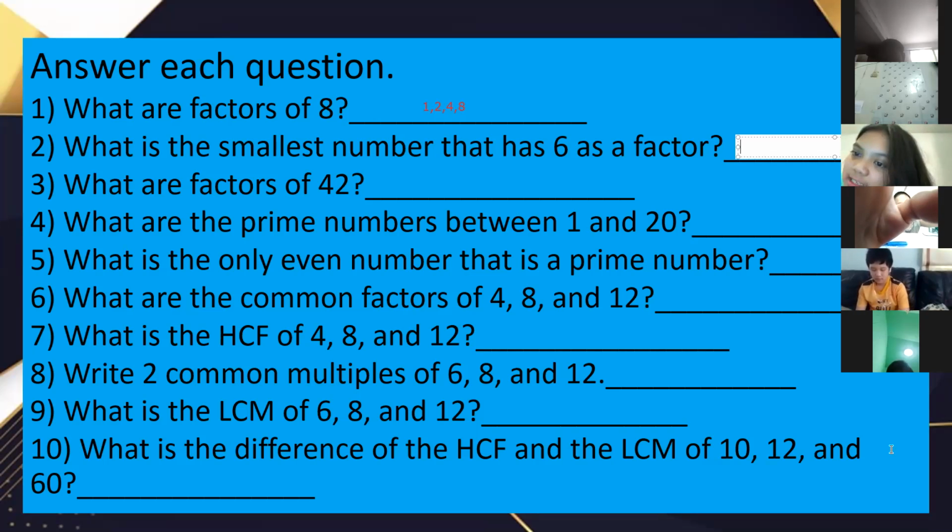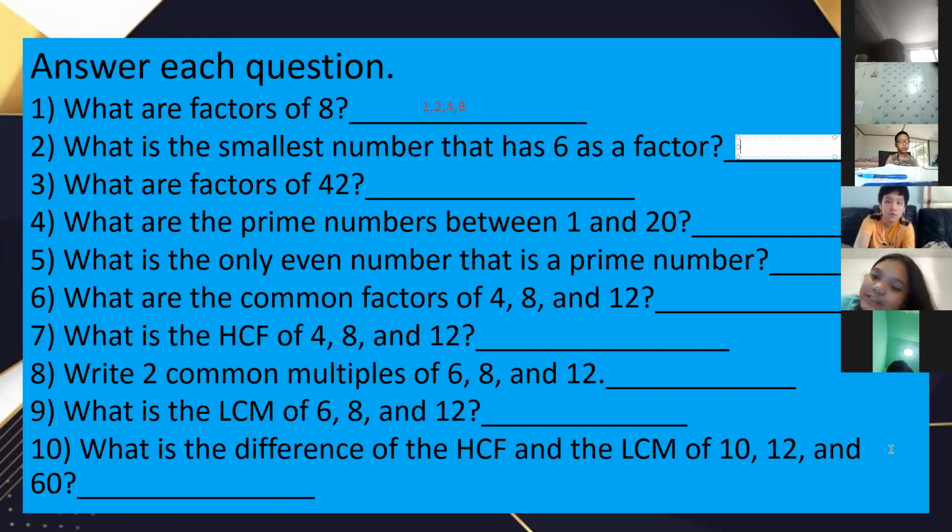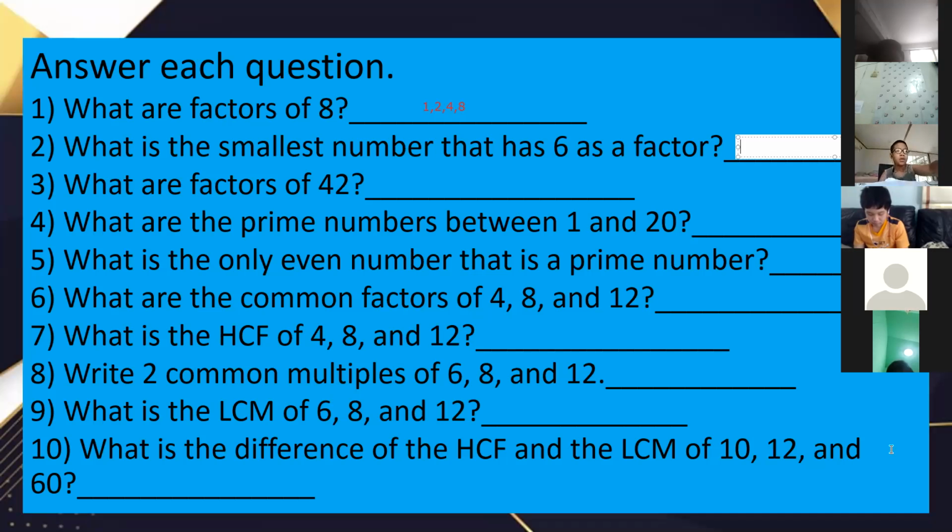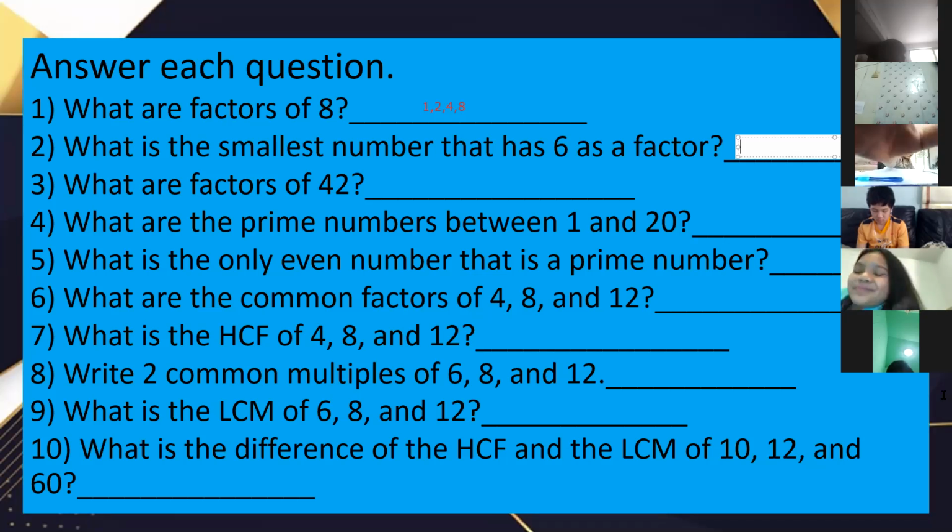How about you, Noreen? It's very simple. It's only a review about the past lesson. The smallest number that has 6 as a factor. Noreen, Fifa, is there anyone who answered? 6. Oh, it's very easy.